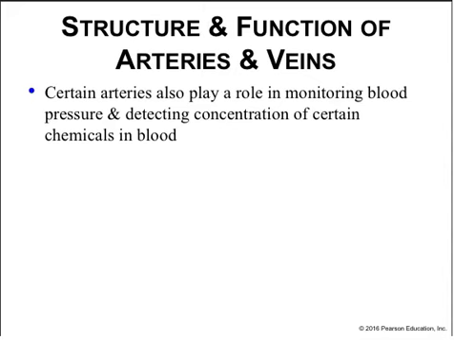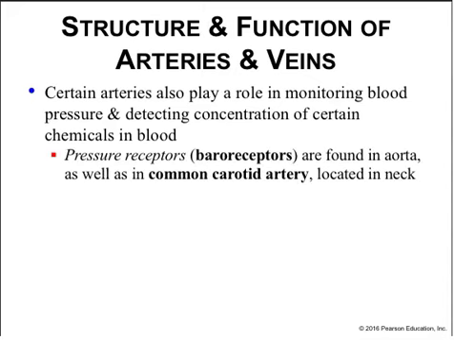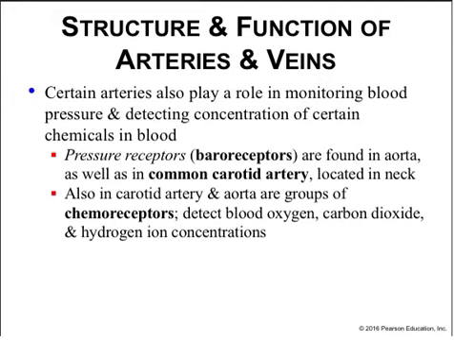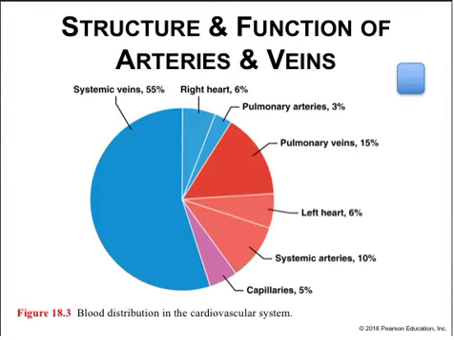Certain arteries also play a role in monitoring blood pressure and detecting the concentration of chemicals in the blood. Pressure receptors, known as baroreceptors, are found in the aorta as well as the common carotid artery, which is located in the neck. They're also found in the carotid artery and aorta, another group of receptors known as chemoreceptors that are able to detect blood oxygen and carbon dioxide levels as well as the pH of the blood.